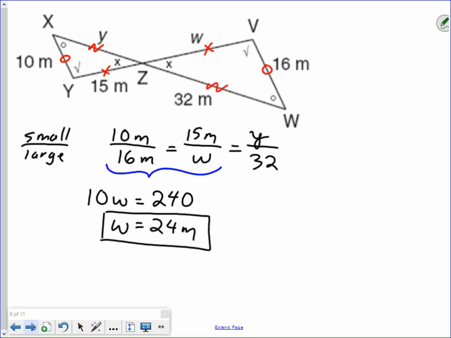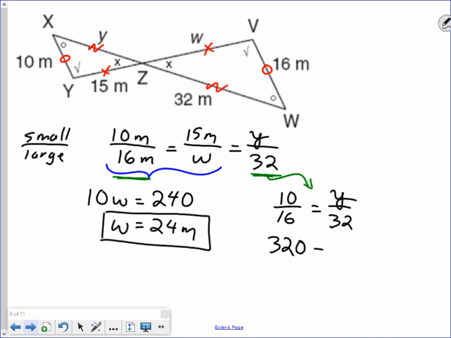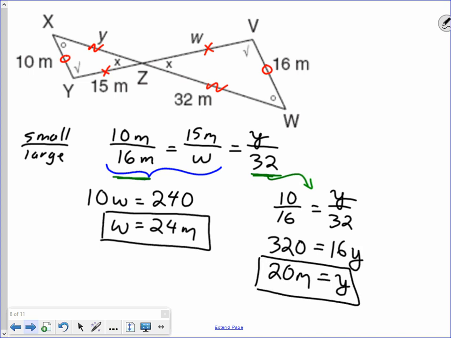To solve for Y, we are going to use this one here and this one over here. Again, we've got to use the 10 and the 16 again. So 10 over 16 equals y over 32. We'll just indicate that that's what we've done here. And again, we're going to cross multiply. 32 times 10 is 320 equals 16y, divide both sides by 16. Y is going to be 20. So y is 20 meters.